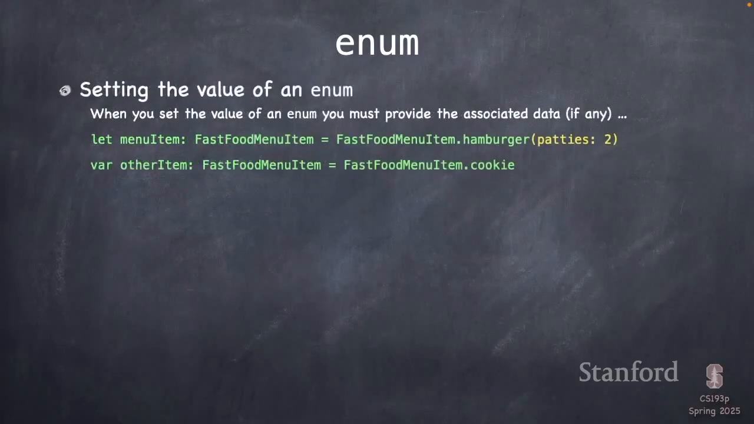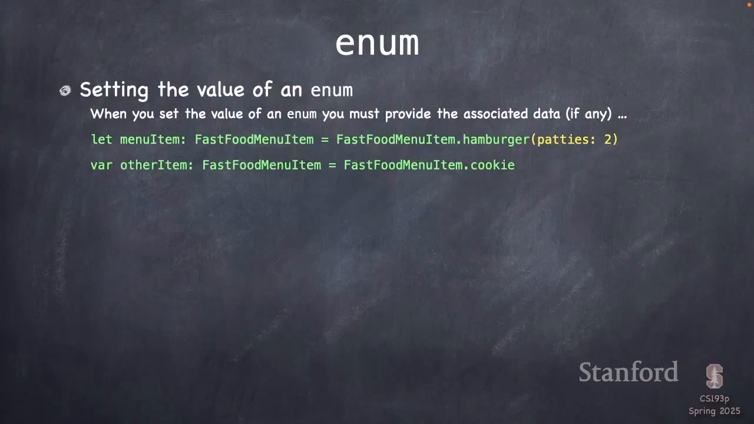Now, when you create an enum that has associated data, you do it by saying FastFoodMenuItem.hamburger, and then in parentheses, that keyword, patties, and 2. And for the drink case, you would just say parentheses, quote, Coke, comma, ounces, colon, 16, or whatever. And obviously, if you have no associated data, you don't have to do open parentheses, close parentheses. You just leave it off. Like cookie, it has no associated data.